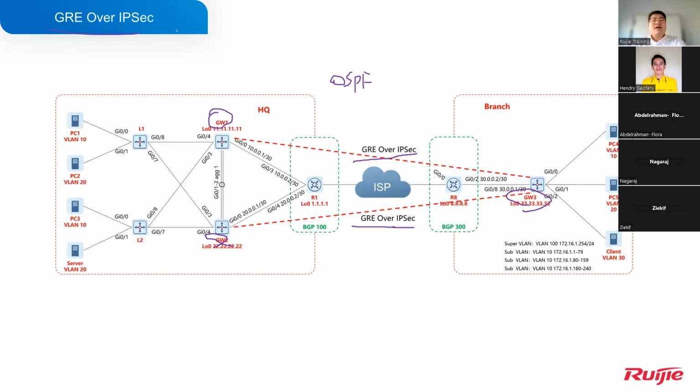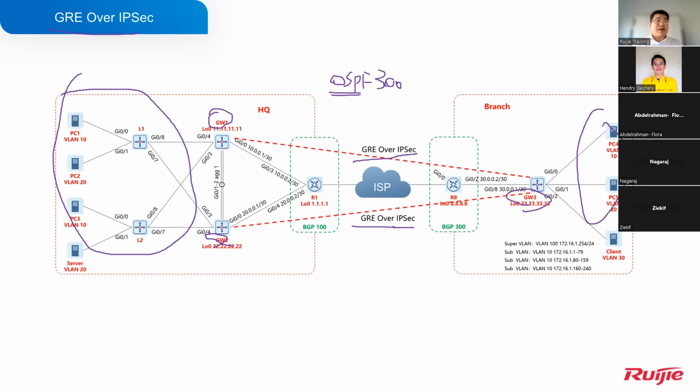So this is about the GRE over IPsec, and until now, since we're running OSPF, for example, OSPF 300, the routes in HQ and the routes in the branch can be calculated by OSPF, since they are in the same OSPF process and even in the same OSPF area. So it's a totally integral network, or a totally internal network. And it's very simple for the PCs to communicate with each other. PC1 communicates with PC4, PC2 communicates with PC4, PC5, and the client.